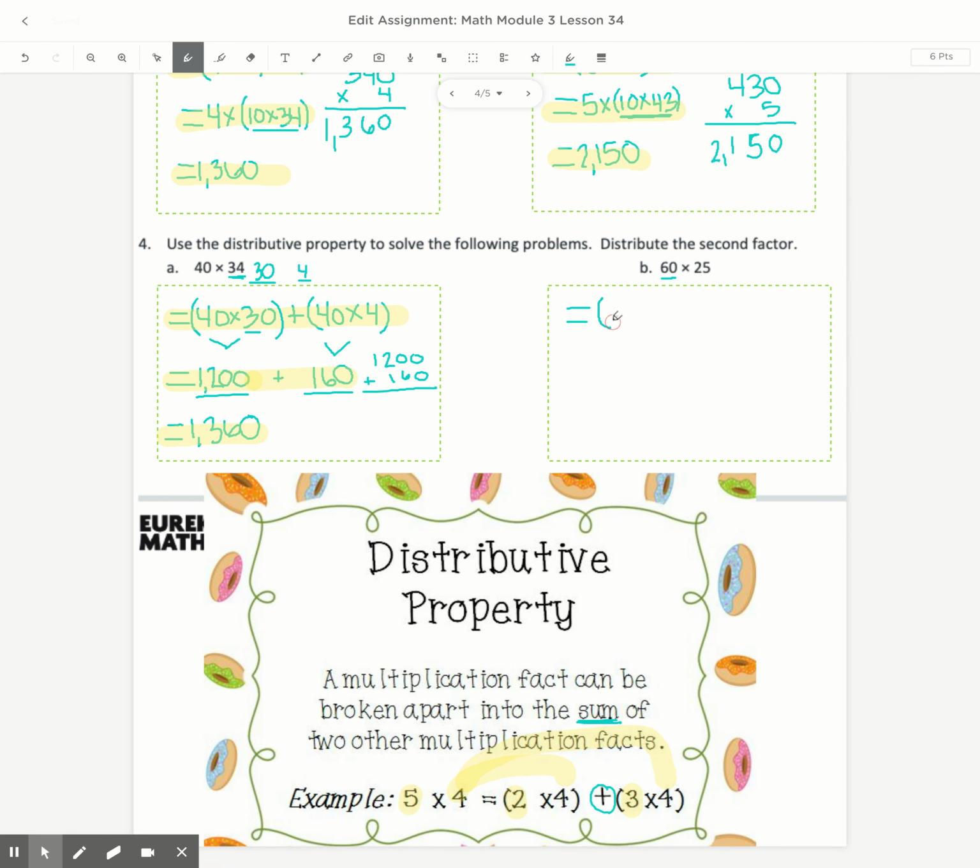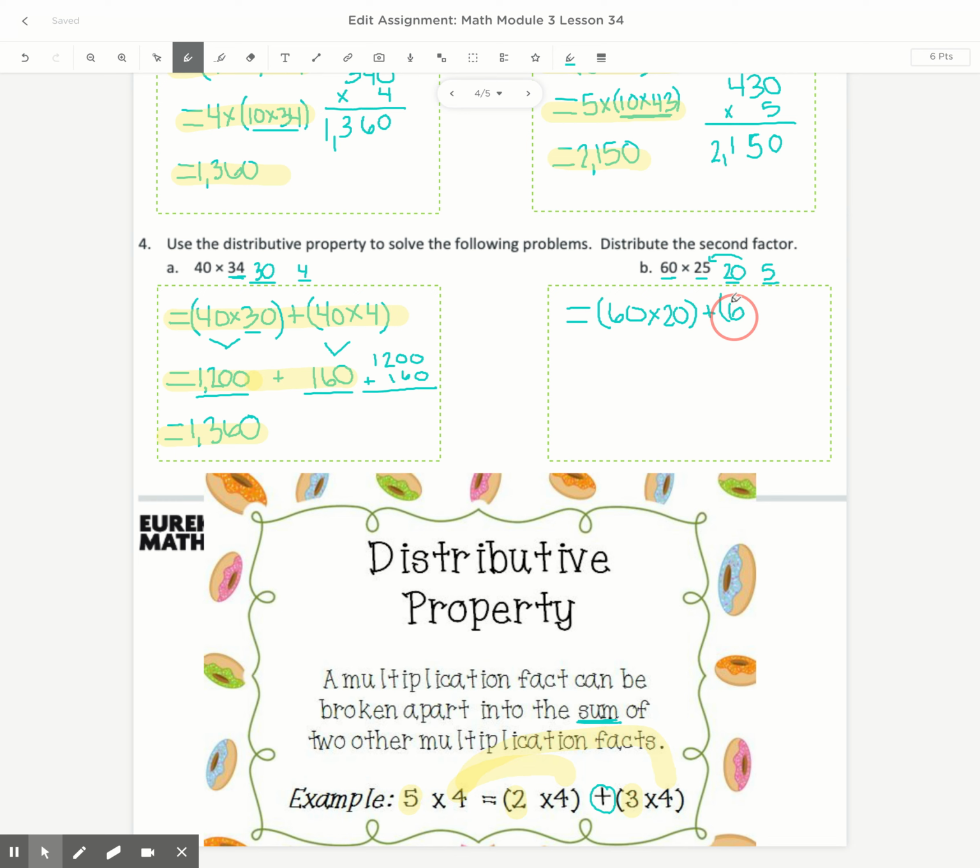So I'm going to start my first group over here. So 60 times something, and I have to figure out how I'm going to break apart 25. I think I'm going to keep with the theme of breaking it down into tens because, again, pretty easy numbers to multiply. So I'm going to break 25 down into 20 and 5. So I have 60 times the first number that I broke it down into is 20. Close off my parentheses, and then don't forget I have to do a plus because 20 plus 5 is equal to 25. So I have to add that plus.